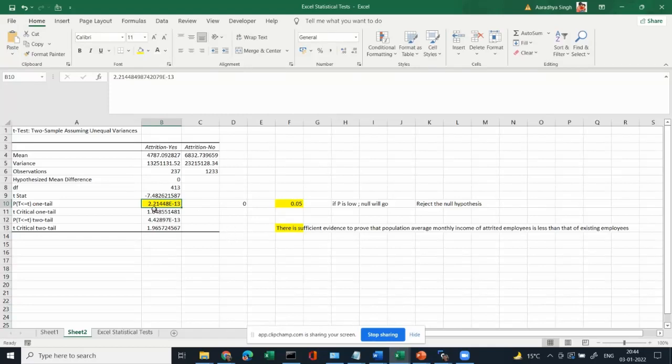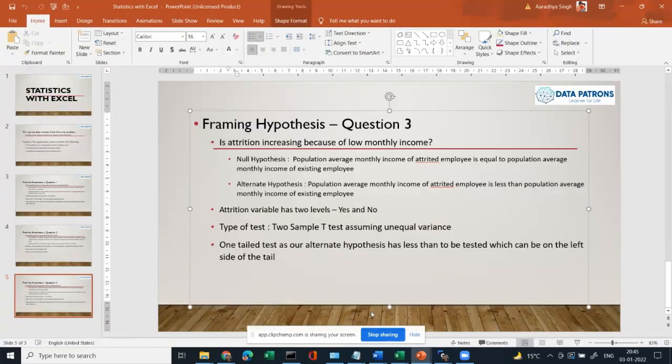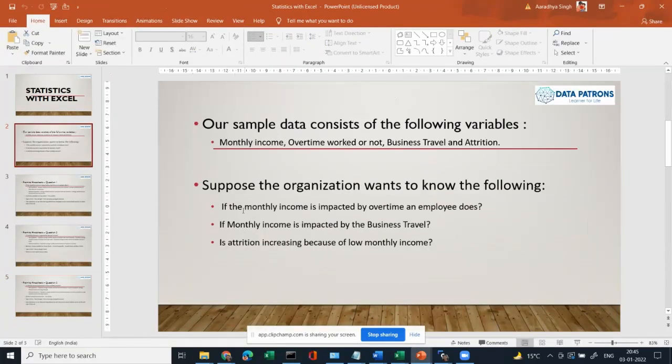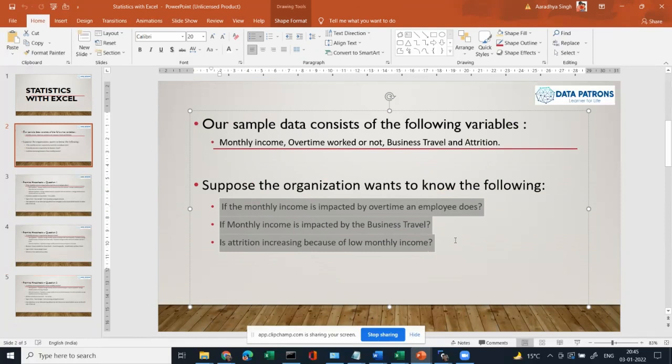This will give a very strong clue to the organization, and this is what the organizations are looking forward to when they say that they need some analysis work, they need some insights and recommendations. So we have actually used Excel and tried to answer all the three questions for the organization.